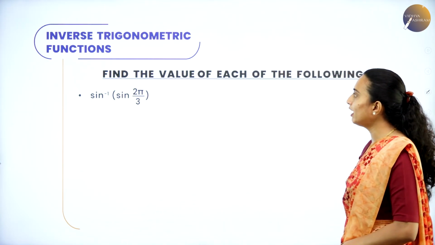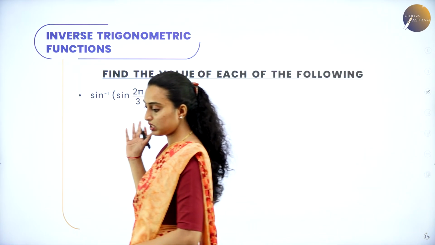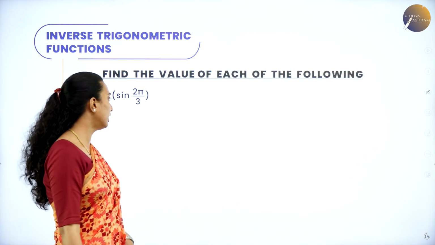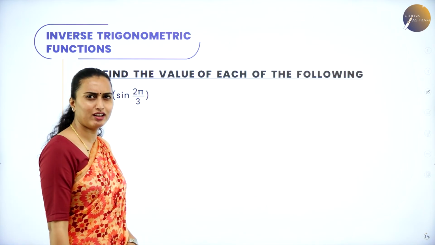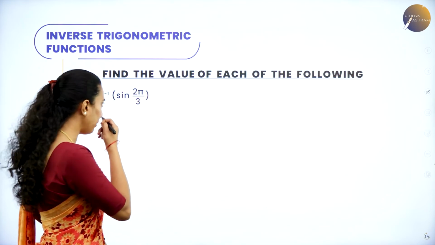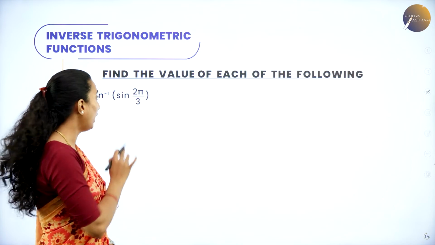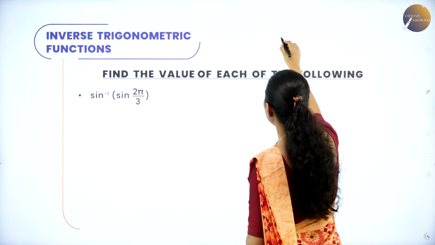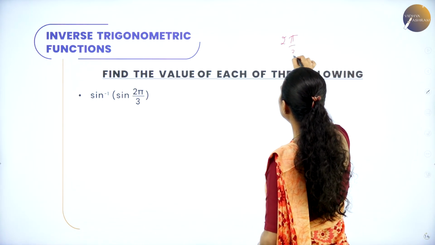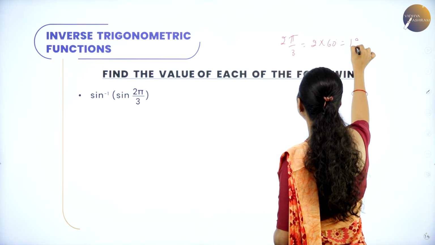Find the value of each of the following: sine inverse of sine 2 pi by 3. This was asked for 2 marker. So here I am going to write it. What is 2 pi by 3? What is pi by 3? 60 degree. Correct now? So you can cancel sine inverse? No, you have to check it. What is 2 pi by 3 value? 2 pi by 3 is nothing but 2 into 60 degree, which is 120 degree.